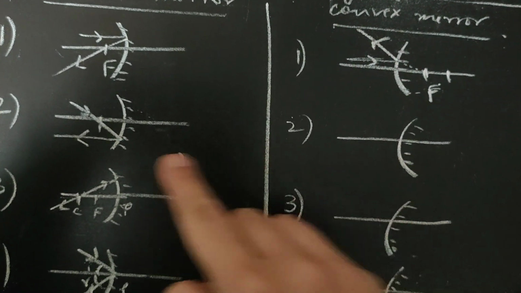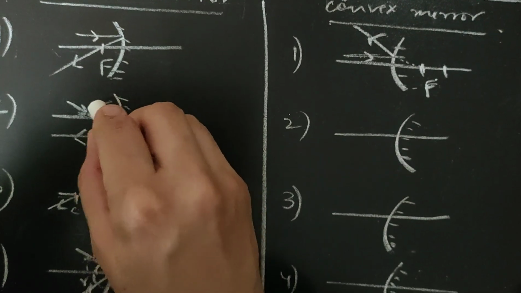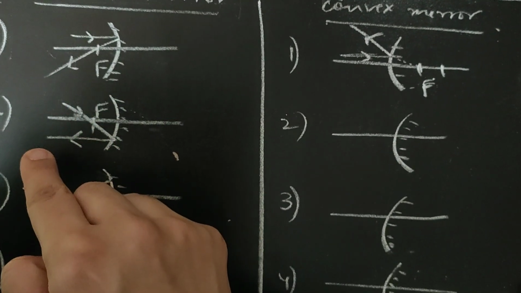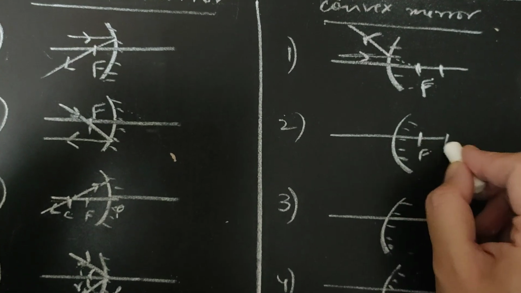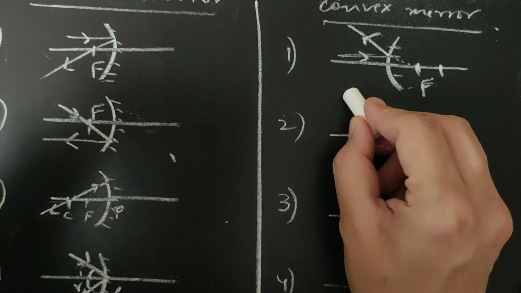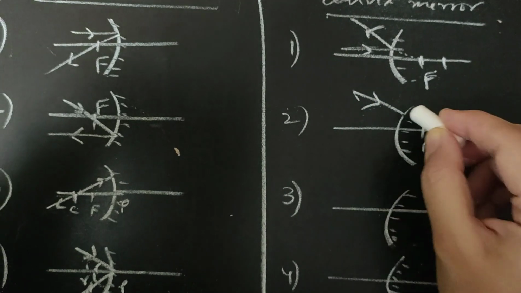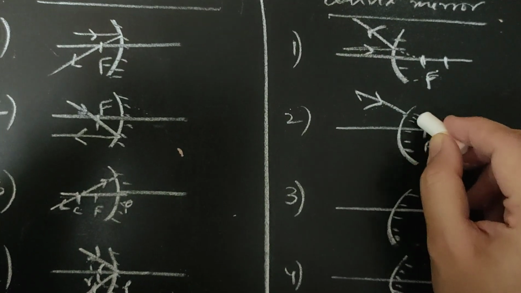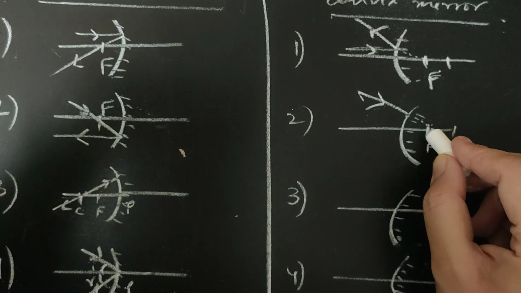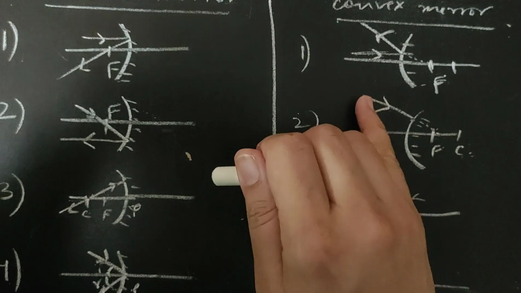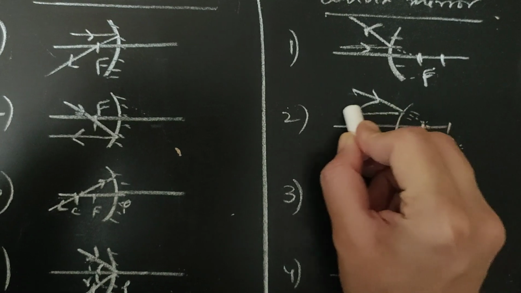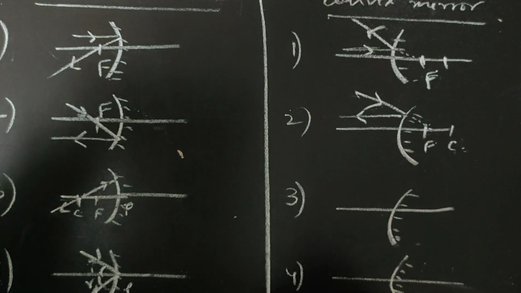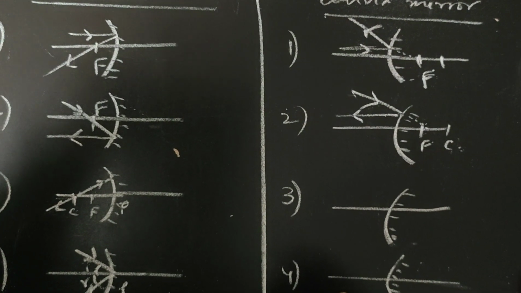In the second case, for the concave mirror, a light ray passing through the focus was becoming parallel after reflection. Here, as I said, the light ray cannot pass through the focus. So a light ray which is incident in the direction of the focus, suppose I produce the incident ray forward, it comes to the focus, will become parallel to the principal axis after reflection from the convex mirror.